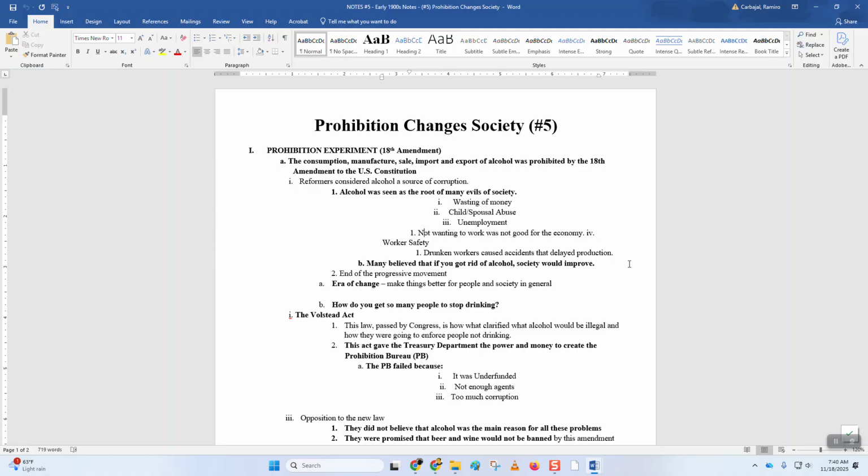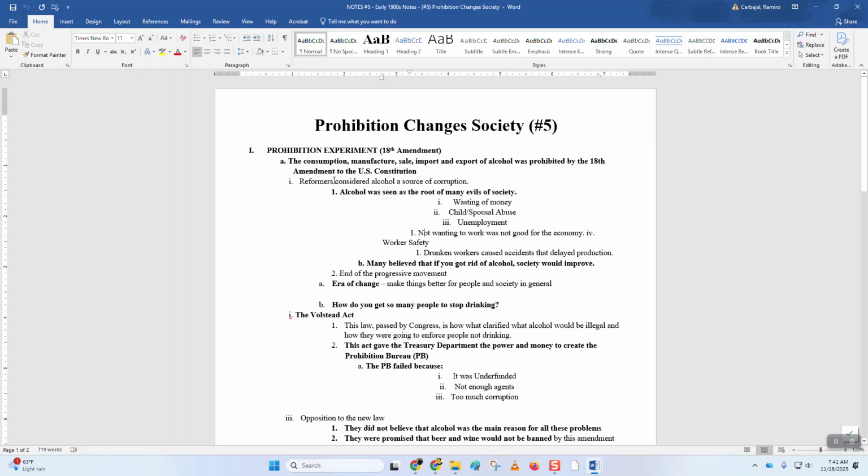So ultimately, all that push of the temperance movement goes into the 1900s, and they passed the 18th Amendment in 1918. So this is right after World War I is done, and they got the amendment passed. So now the consumption, which is to drink it, manufacture, to make it, selling it, bringing it in or sending it out of alcohol is prohibited by the 18th Amendment and the U.S. Constitution. So again, that means they made an amendment to the Constitution, which, as we talked about, is a very difficult thing to do. That means there was a lot of support for it.